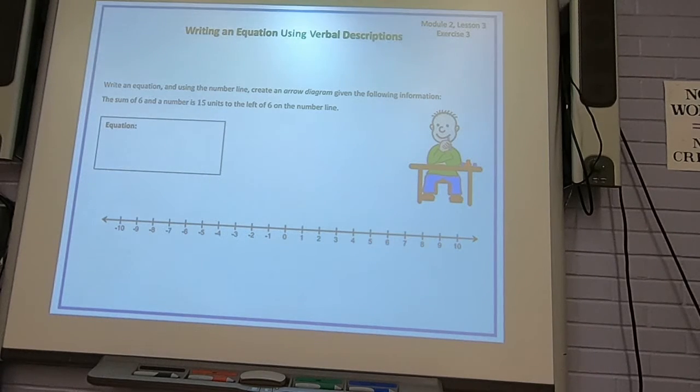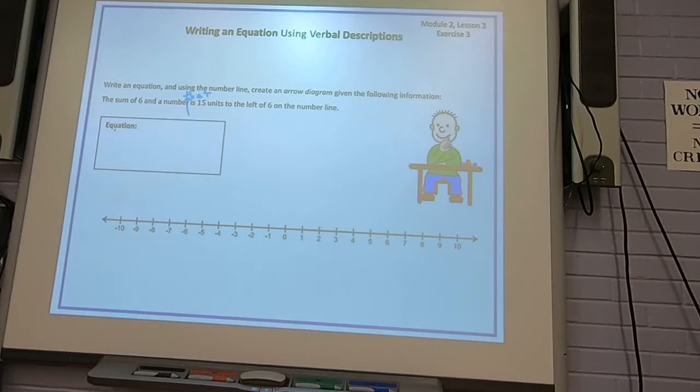Alright, now I'm going to change the wording on this a little because I think it's kind of confusing. What they want you to do is write an equation and then solve it on the number line. Alright, the sum of 6 and a number is 15 units to the left of 6 on the number line. What I want you to do is add the word that right here. The sum of 6 and a number that is 15 units to the left of 6. I think it makes more sense.